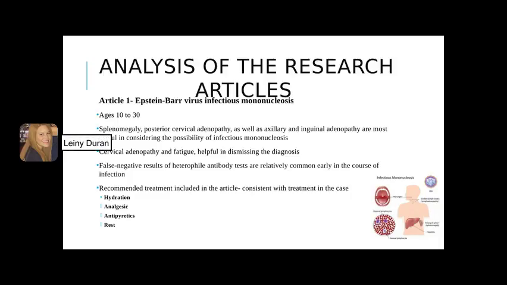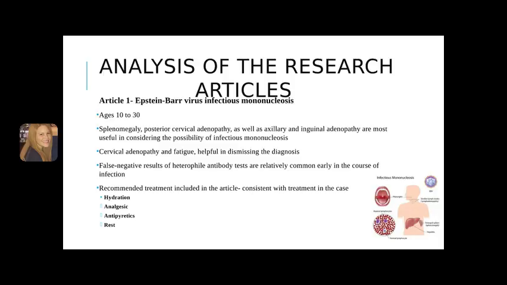The first article that I want to discuss is titled Epstein-Barr virus infectious mononucleosis. I found this article to be very interesting and in tune with the case study because it contains a synopsis of typical symptoms, diagnostic procedure, and treatment expected for patients with this kind of infection.